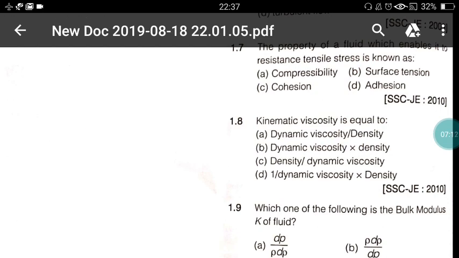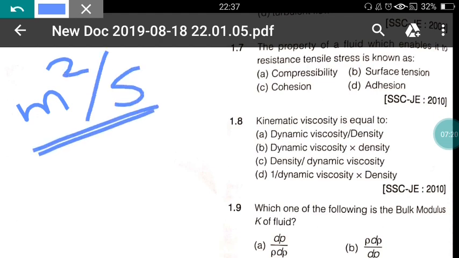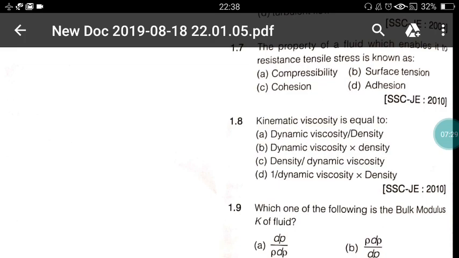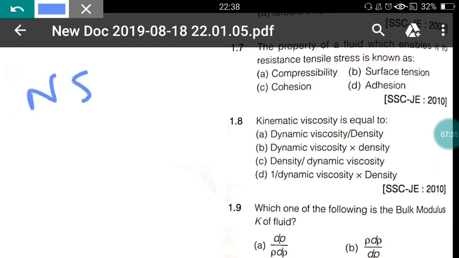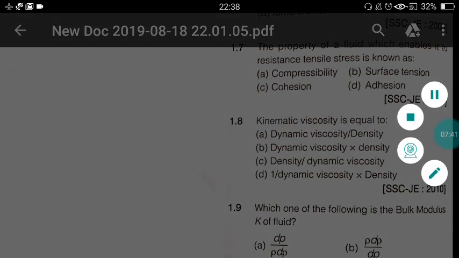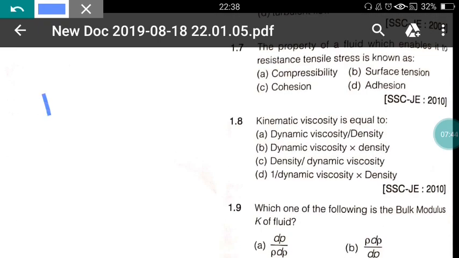Okay, and what is the unit of kinematic viscosity? The unit of kinematic viscosity is meter square per second. This is the SI unit, and in CGS it's a Stoke. Keep in mind. And what is the unit of dynamic viscosity? The unit of dynamic viscosity in SI is Newton second per meter square. We can call it as a Pascal second. And in CGS it is written as dyne second per centimeter square. Okay, next question.